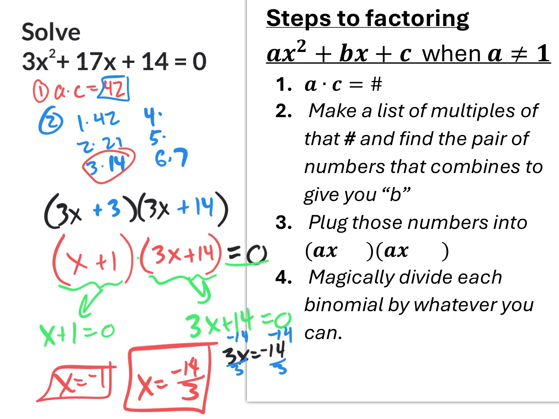Again, you could have used the quadratic formula, the a value 3, b value 17, c value 14. You could have plugged it all in. You would have gotten the same two answers.